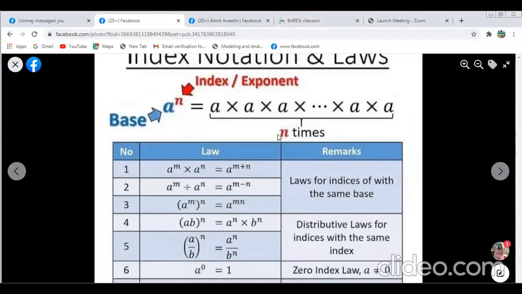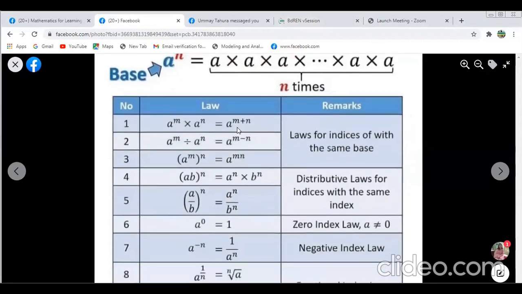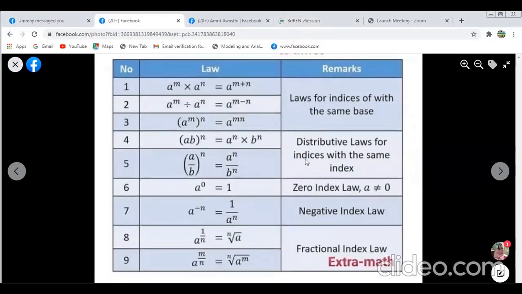Okay, actually this is the formula we are using in each maths, and this is the law. A to the power minus n equals 1 by a to the power n. This is the negative index law, and a to the power 1 by n can be written as nth root over a. Remember it, nth root over a.